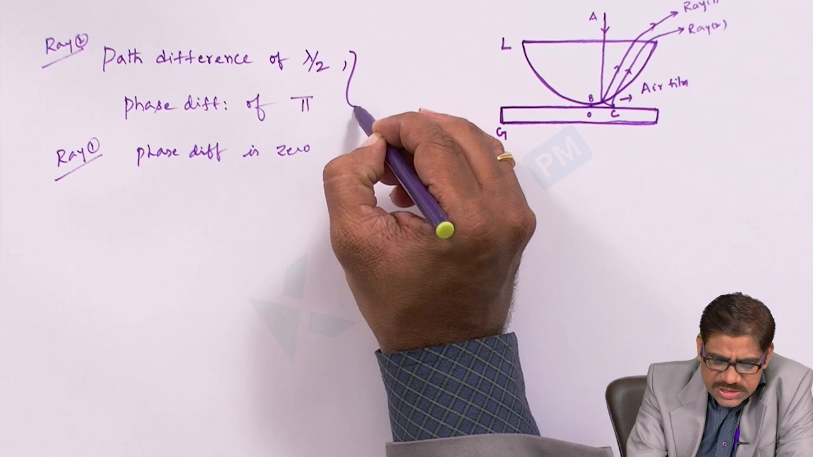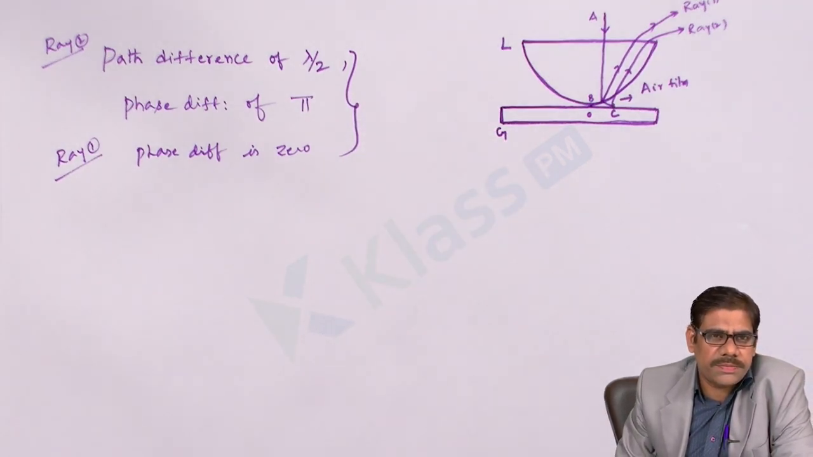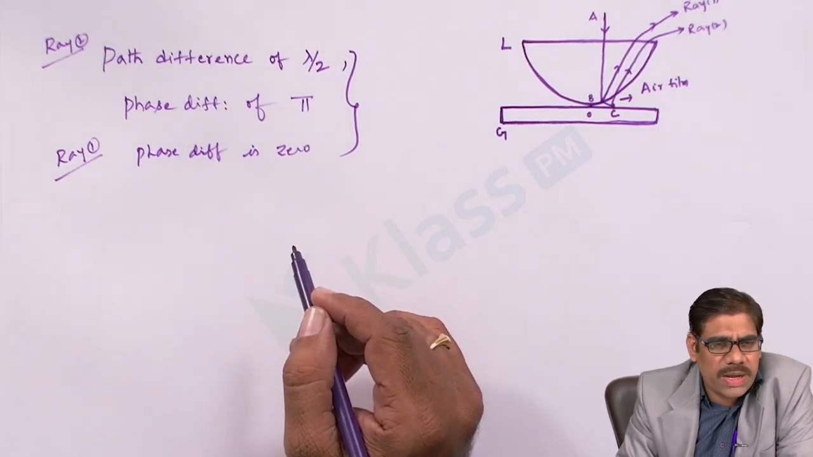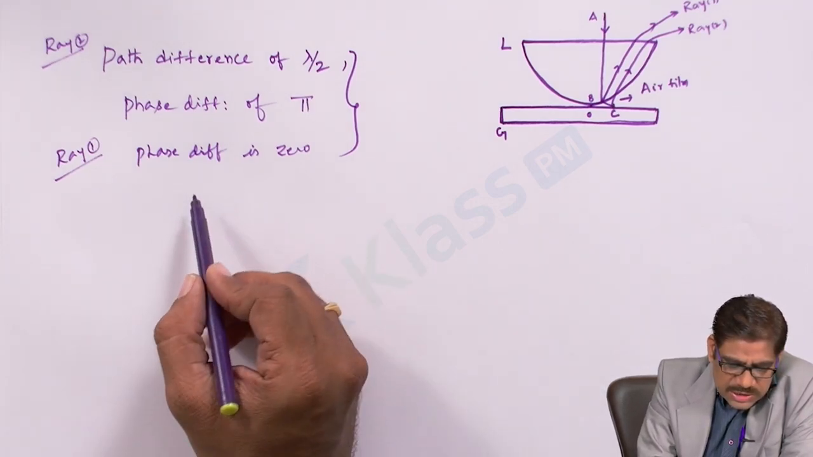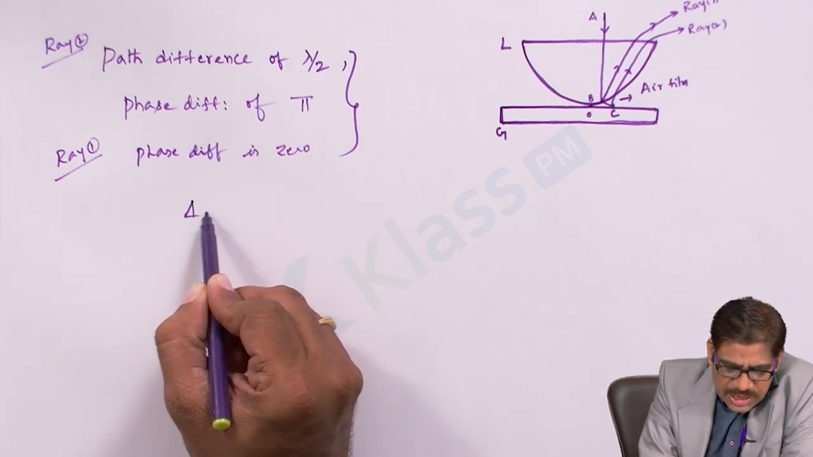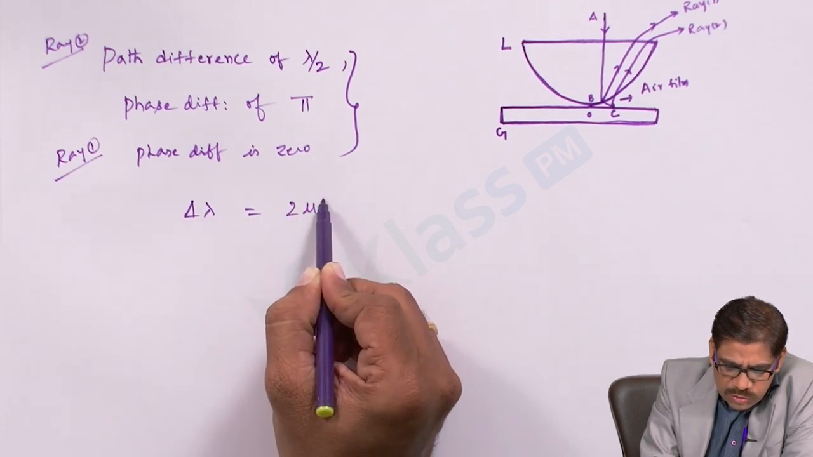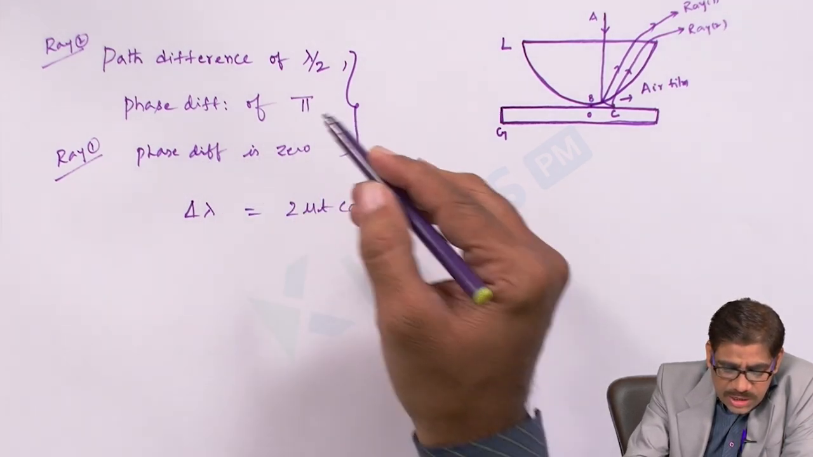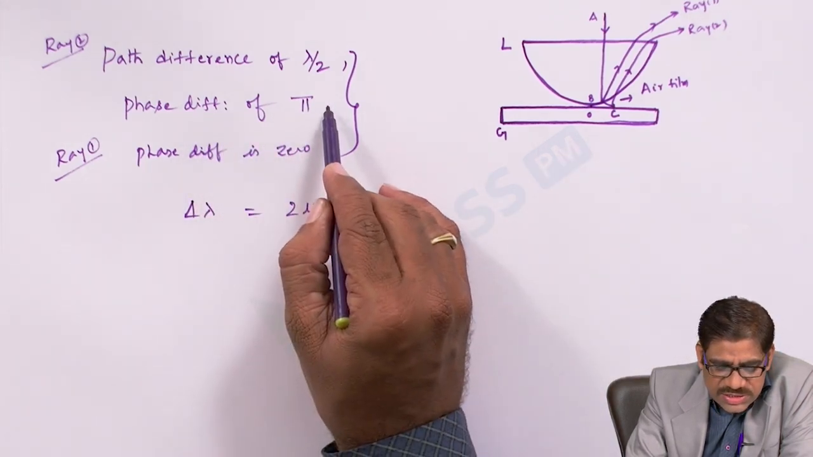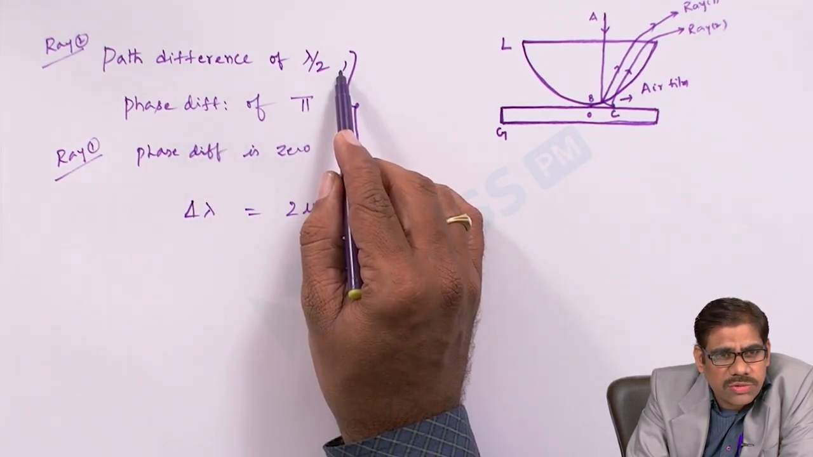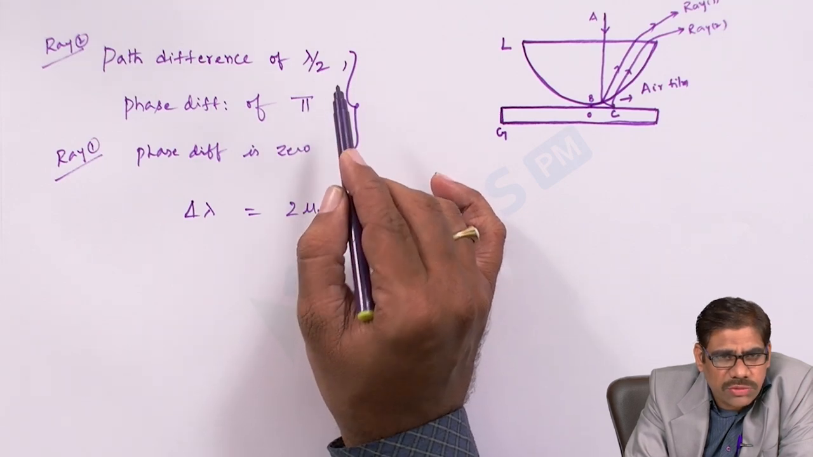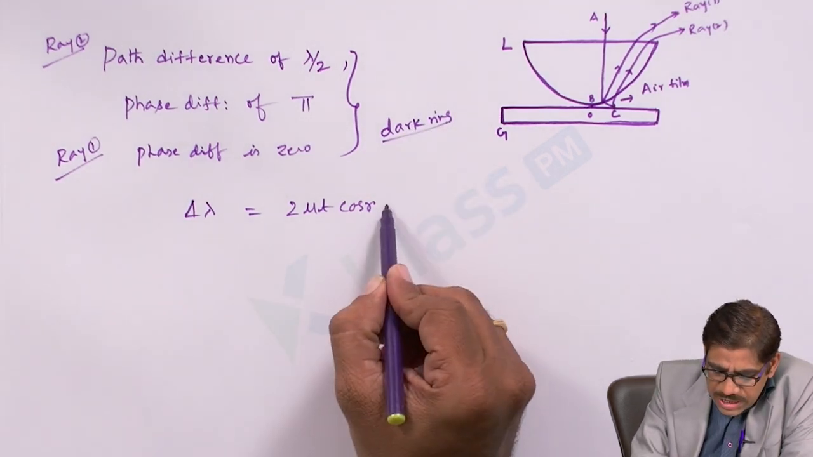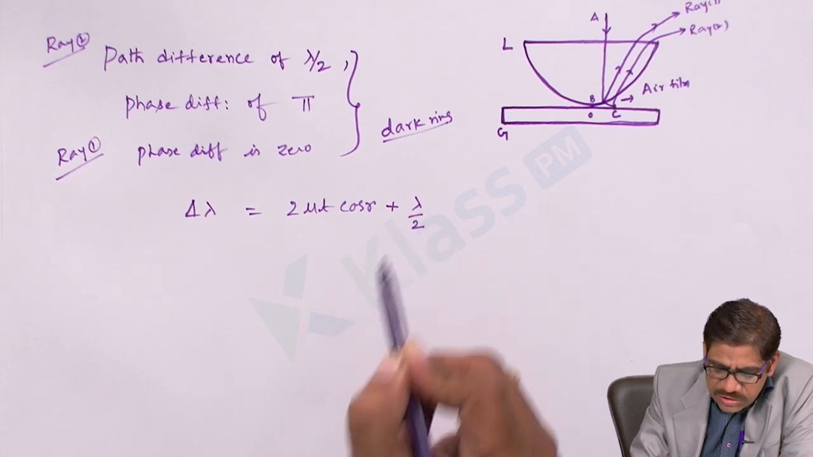Now, these are the conditions for the Newton's rings to be formed. If we take up the conditions for the interference pattern, as we know from our earlier classes, the path difference delta is equal to 2 mu t cos r. Here, the ray is undergoing a phase difference of pi and a path difference of lambda by 2, so this is an additional path difference maintained by ray 2, because of which a dark ring is supposed to be formed. So, an additional path difference of lambda by 2 is what we are considering here.